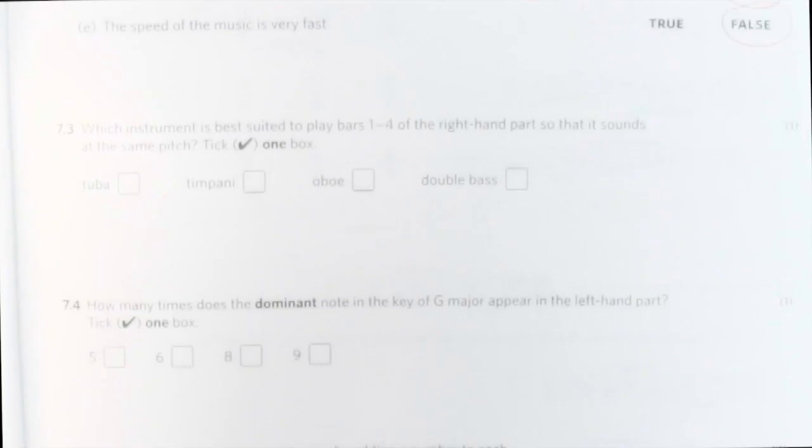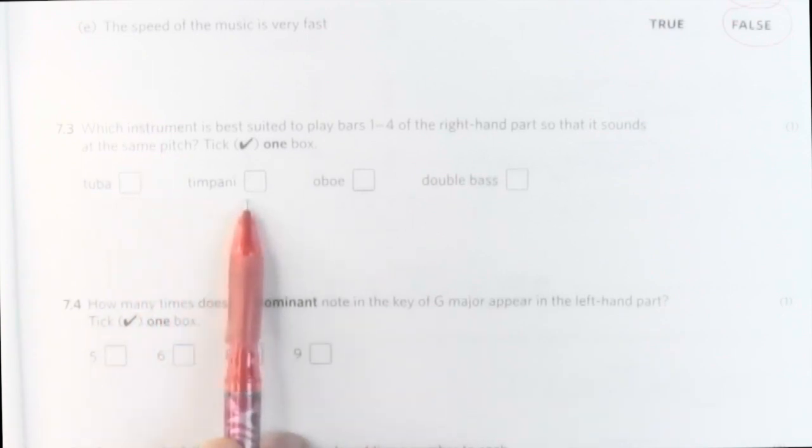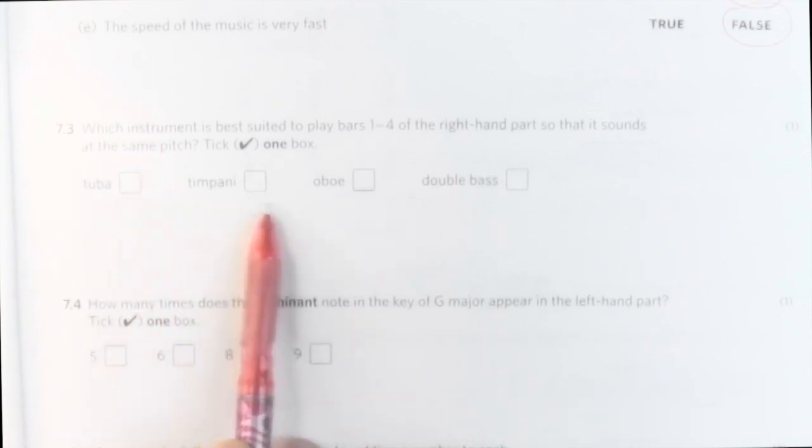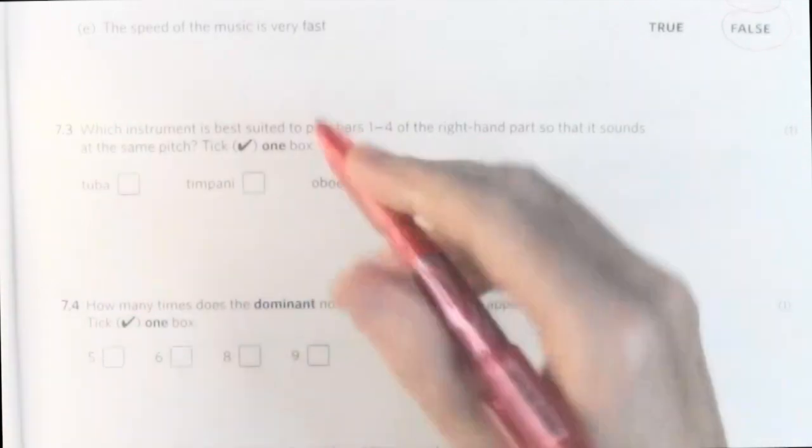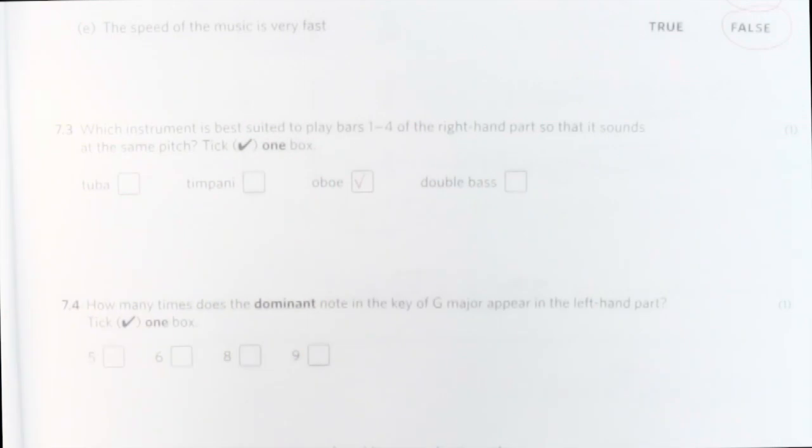Which instrument could play the right hand part from bar 1 to 4 without struggling, basically? Tuba, not really, because it's really low. Timpani, no, not really. Double bass is too low as well, so the only possible answer is oboe. It is not too low, not too high for bar 1 to 4.